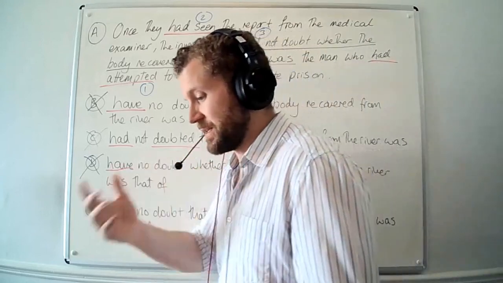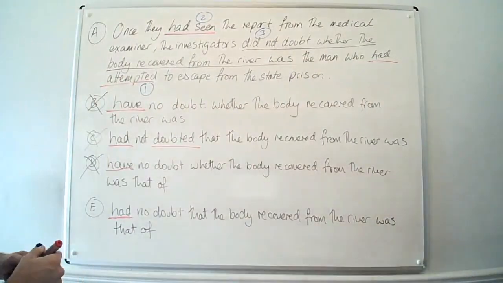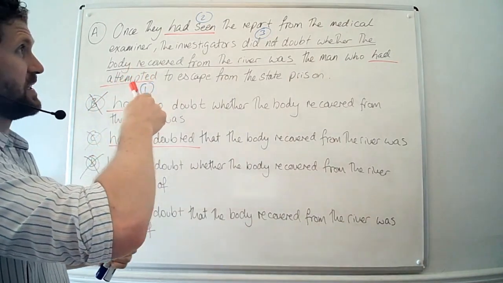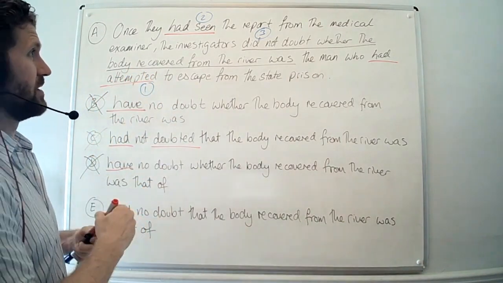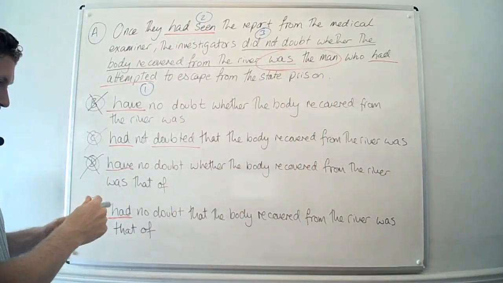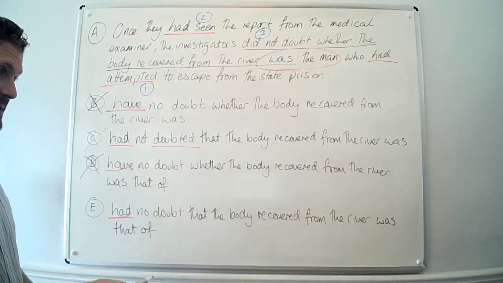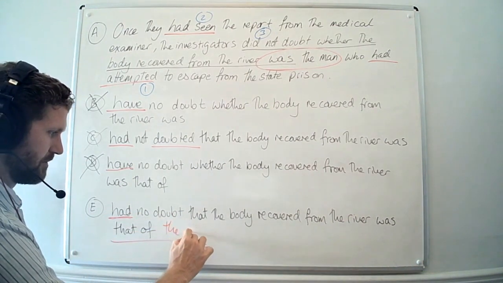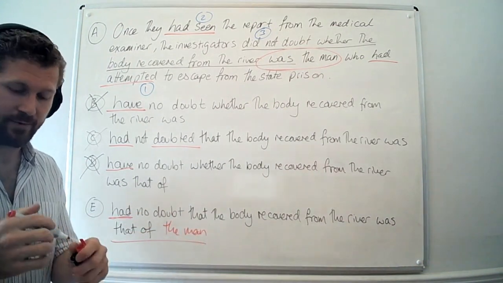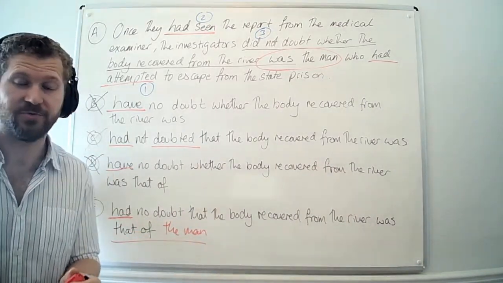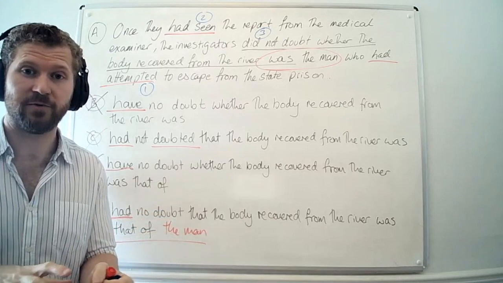Now, when you're considering these two, we've been talking about this bit at the end. A tells us that the investigators did not doubt whether the body recovered from the river was the man, whereas E tells us that the investigators had no doubt that the body recovered from the river was that of the man. Now, I'm not going to get into too much detail on this because this very issue we dealt with in the demonstrative pronoun video.